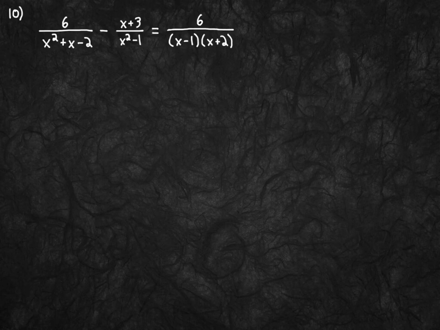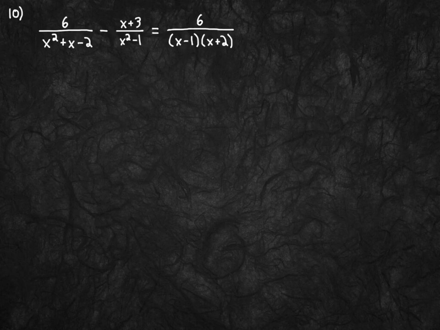So I factored the first one, x squared plus x minus 2. I just saw that it was x minus 1 times x plus 2. If you don't see that, just go through the procedure. Go through the procedure for factoring a trinomial, okay? I'll go through one of the procedures.